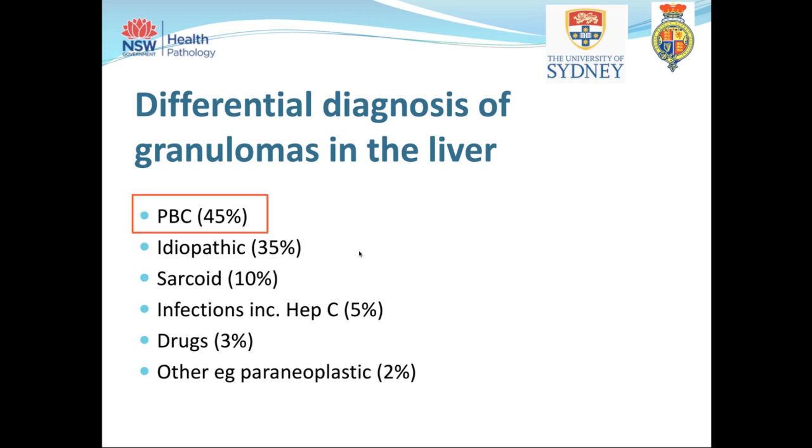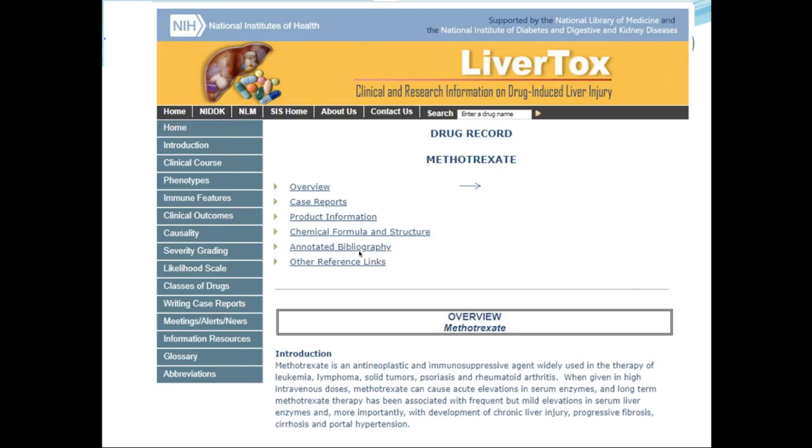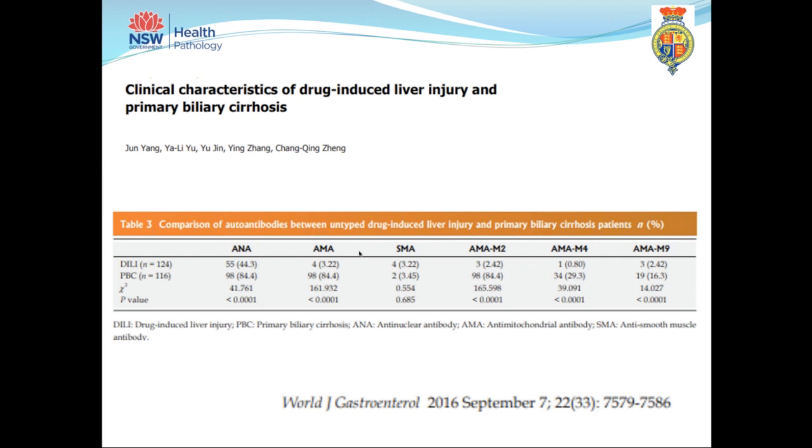So PBC is one of the main causes of granulomas in the liver, but it's also known that in a small percentage of cases drugs are implicated. And so I found it helpful in these cases where you may have a drug implicated in the etiology of the liver disease to check the liver tox website to see if the drug in question has caused this pattern of injury. And methotrexate is much more strongly associated with fatty liver and fibrosis, making it an unlikely causative agent in this particular scenario.